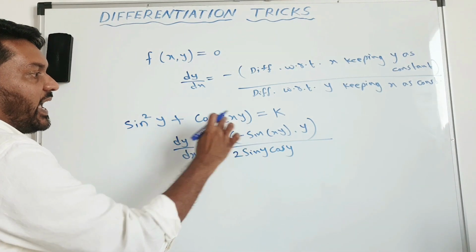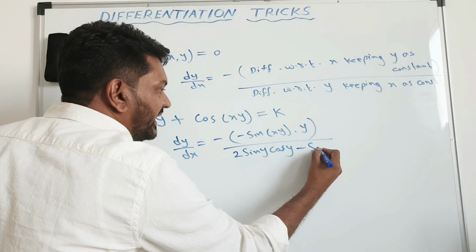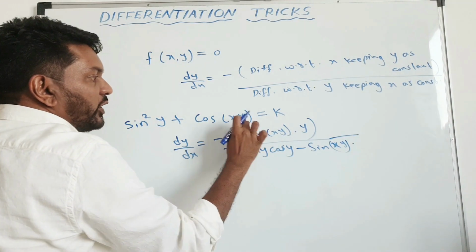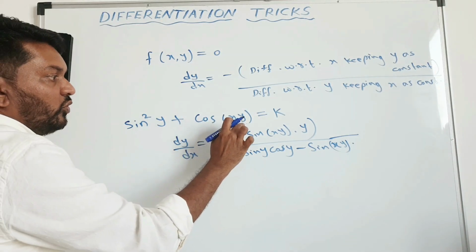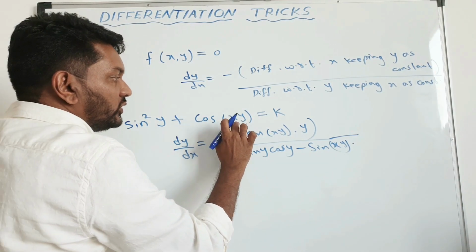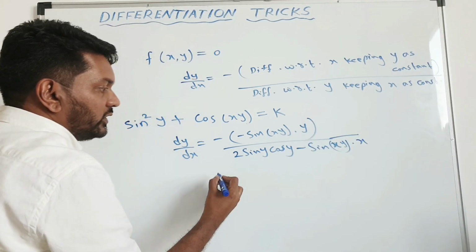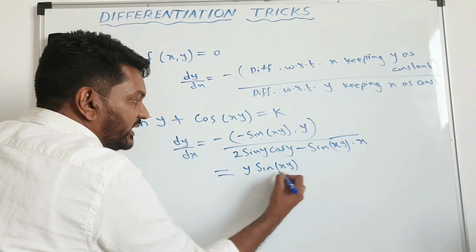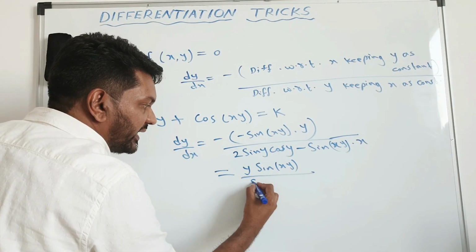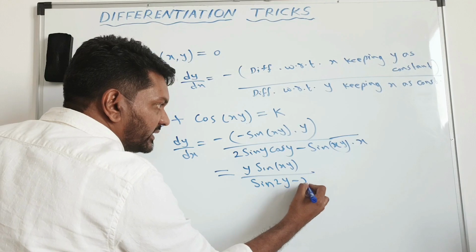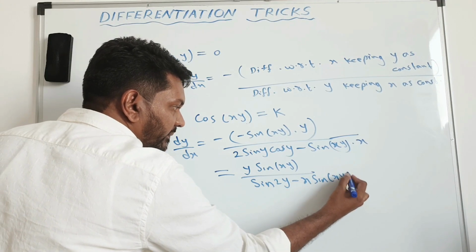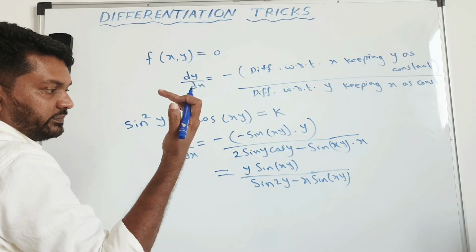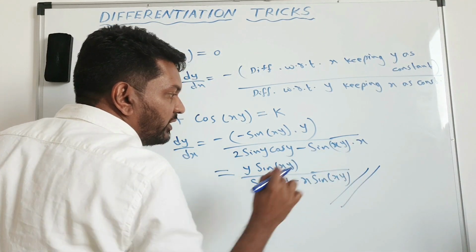And cos xy will become minus sin xy into xy you have to differentiate with respect to y, keeping x as constant. So x into 1. So the simplified answer is y sin xy divided by 2 sin y cos y. You can write as sin 2y minus x sin xy. You need to take k to this side. Anyway, it is becoming 0 on differentiating. So this is the final simplified answer.